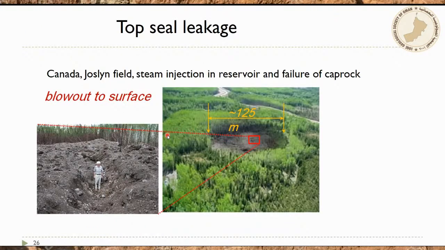Let me give you an example from Canada. In one of the fields, they just injected the steam, and by doing so they changed the behavior or the equilibrium of the reservoir. They got failure of the cap rock, and some kind of blowout. All the oil just came out onto the surface, and you can see how much production they lost. Safety and reputation of the company itself, and on top of that, the environmental issues.